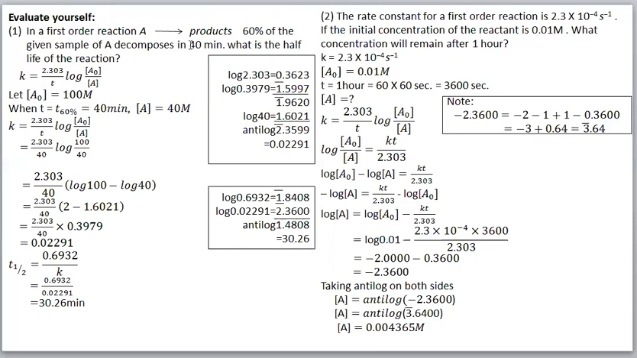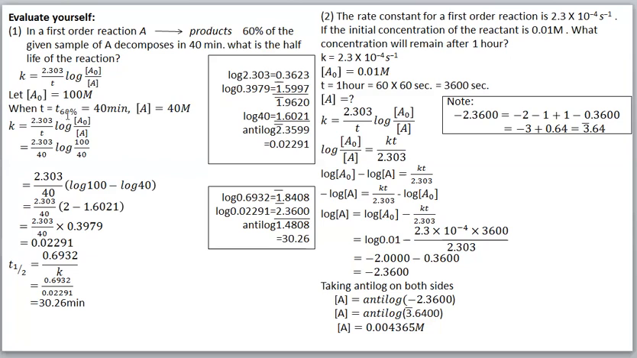K, the first order rate constant expression, we can write: K is equal to 2.303 by T log A0 by A. Here the value given is 60% of the sample A decomposes in 40 minutes. So time T is 40 minutes. Quantity reacted is 60%, so the quantity remaining is 40%. So let A0 equal 100 molarity, the initial quantity.